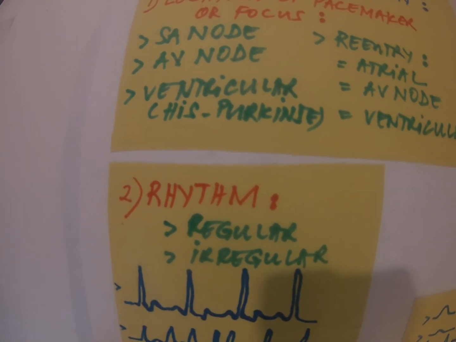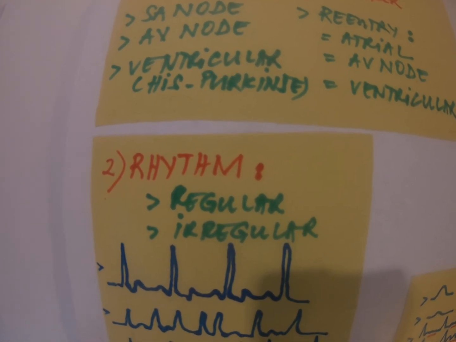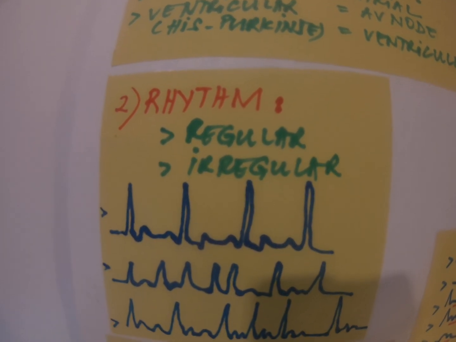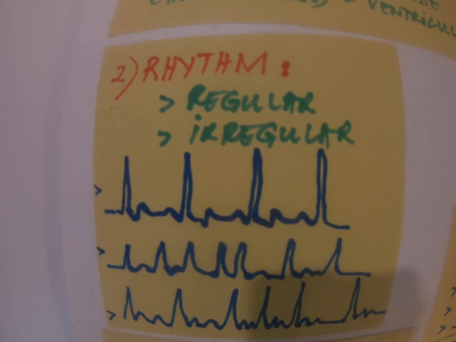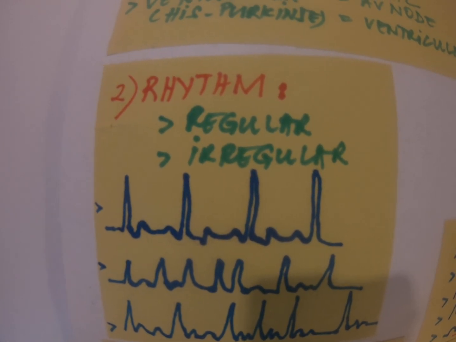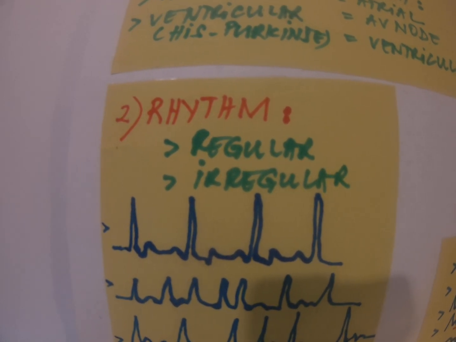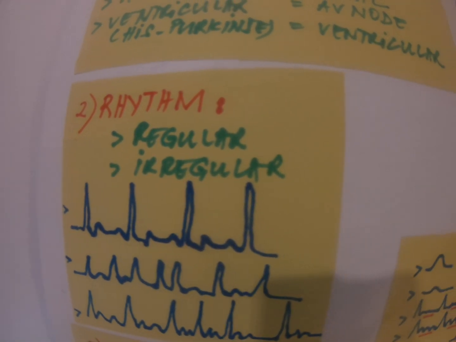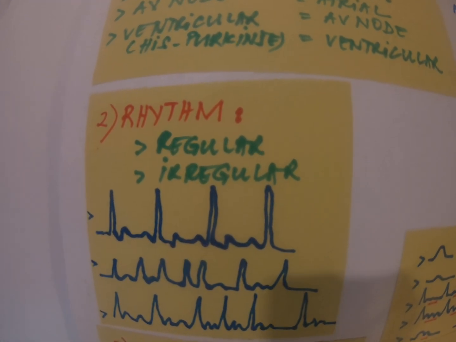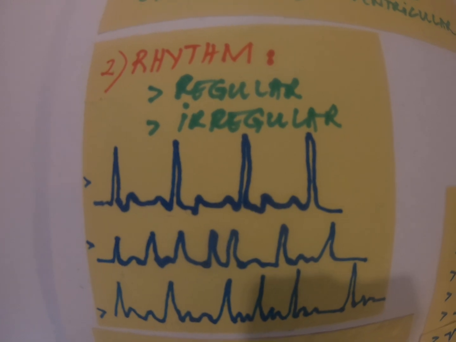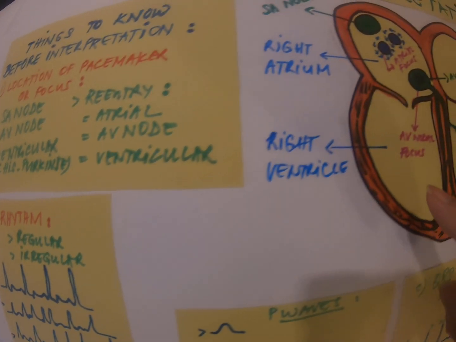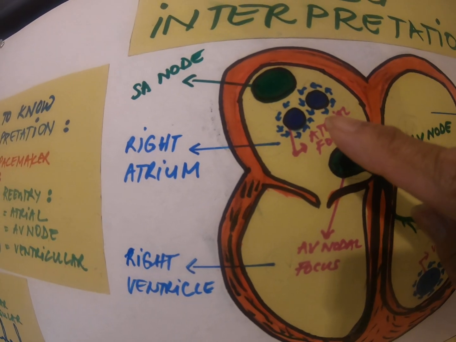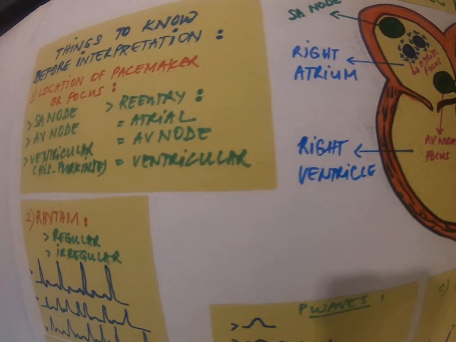Next, rhythm. Are we dealing with an ECG that is regular or irregular? When you say regular, it's coming from the sinus node. It could be from the AV node, or it could be from the ventricular area. It could be irregular, like atrial fibrillation, and that could be coming from the right atria. I told you that is an outside pacemaker.